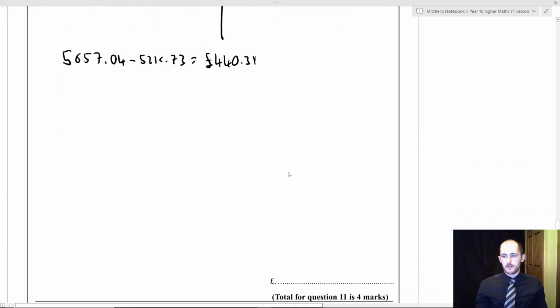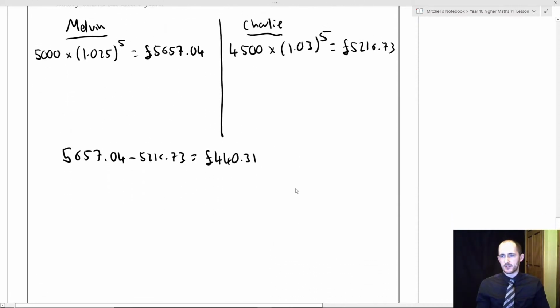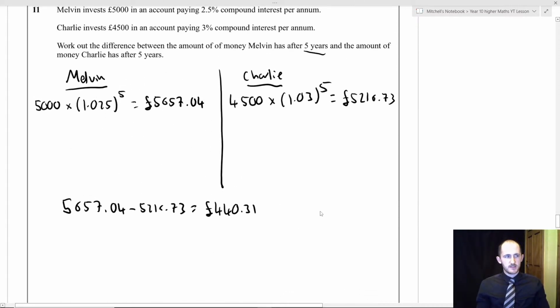Right. And that's 4 marks again. Look how quickly we get this done. 4 marks should be roughly 4 minutes, and yet we've only written this much. And look how much space they gave you too. Really useful questions to kind of smash out.